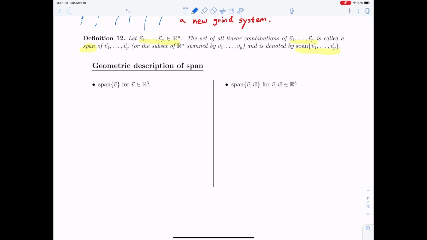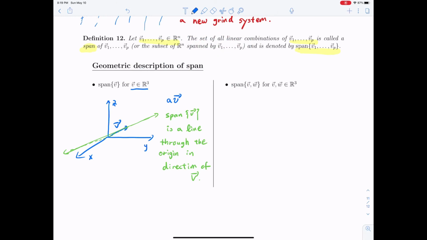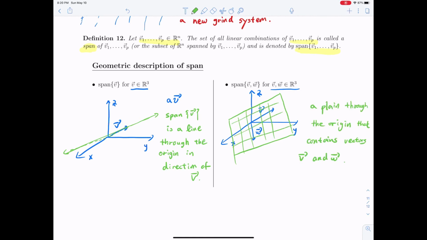Suppose that you have only a single vector from R3, then the linear combinations of v are just scalar multiples of the given vector v. So if you have the vector given in this way, then the span of v corresponds to this line. So the span of v is a line through the origin. Now let's suppose that you took two different vectors, v and w, from R3. Let's say your vector v is this one, and w is that one. Then the span of v and w corresponds to a plane through the origin containing vectors v and w. So intuitively, one can think of the span as a new coordinate system built from the given vectors.